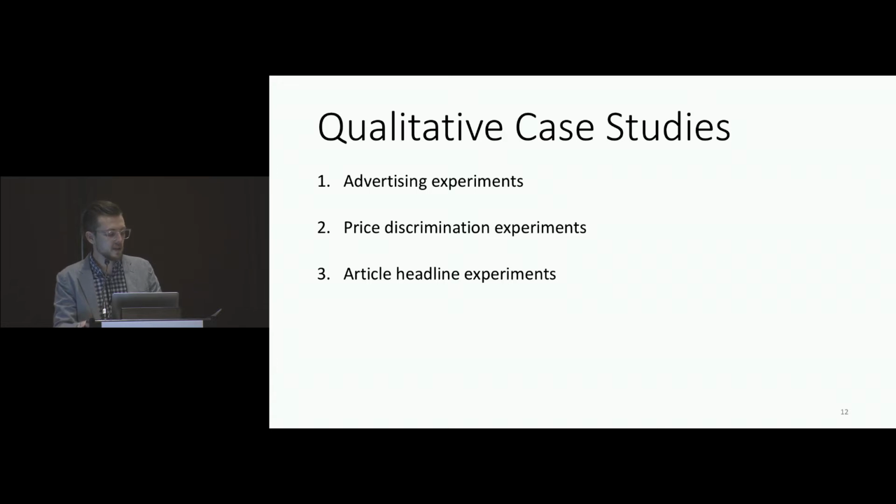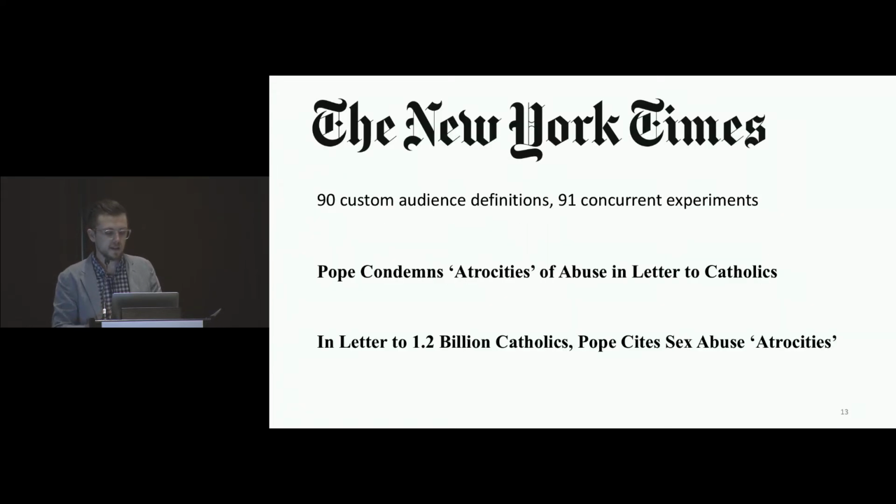Another was price discrimination. This happens where sites will offer people a discount or a different price of a product based on who they are, or perhaps randomly. We saw insurance companies doing this, and this is often disturbing for people to learn. Finally, article headlines. I'll actually get into this one.